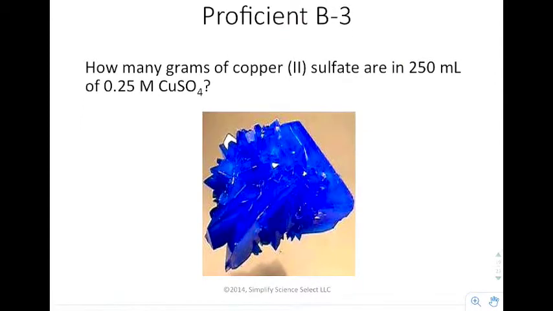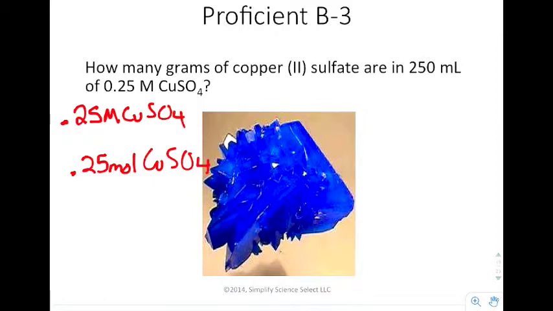Next it says how many grams of copper sulfate are there in 250 mils of 0.25 molar copper sulfate. So we always start off with what we know. We know that I have 0.25 molar copper sulfate. Now remember the definition of this is 0.25 moles of copper sulfate divided by 1 liter of solution. Now, I don't have a liter of solution, so I don't have 0.25 moles. Instead, what I do is I go ahead and multiply it by the volume that I do have, which is 250 mils. Now, I don't have liters here, so I've got to convert first.